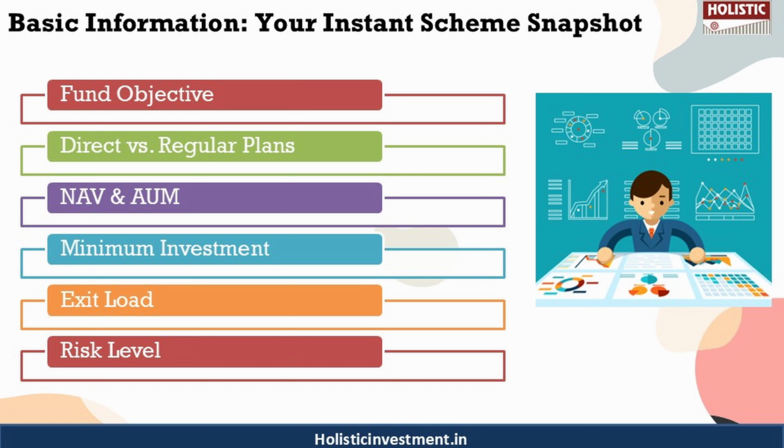Next, direct versus regular plans. Lower expense ratios with direct plans versus advisory hand holding with regular plans. What's your style? NAV and AUM. A massive AUM sounds stable but could also signal crowded trades. Do you prefer agility or size?